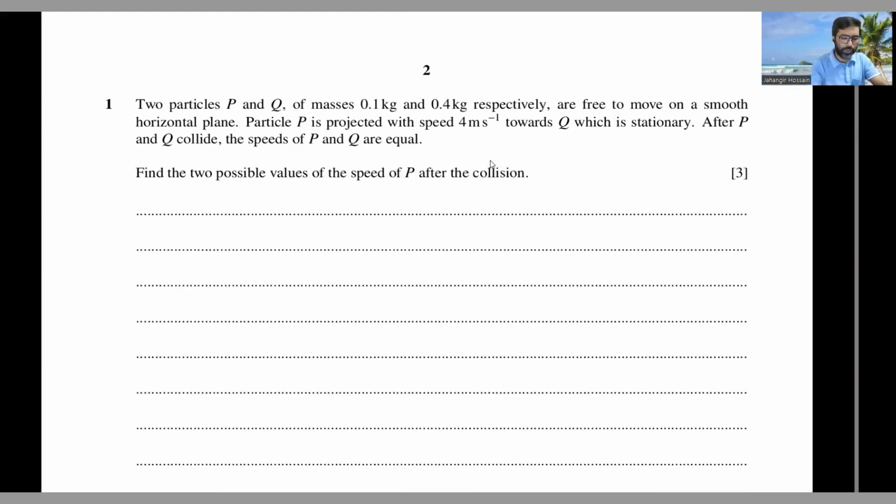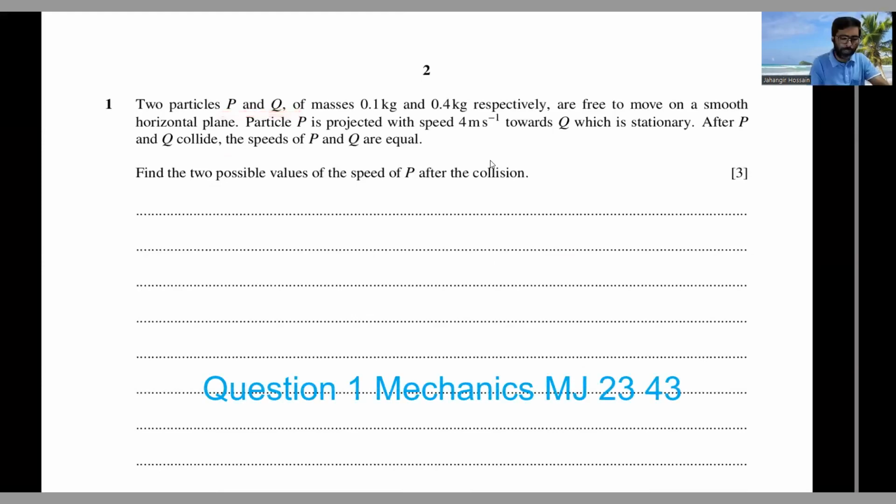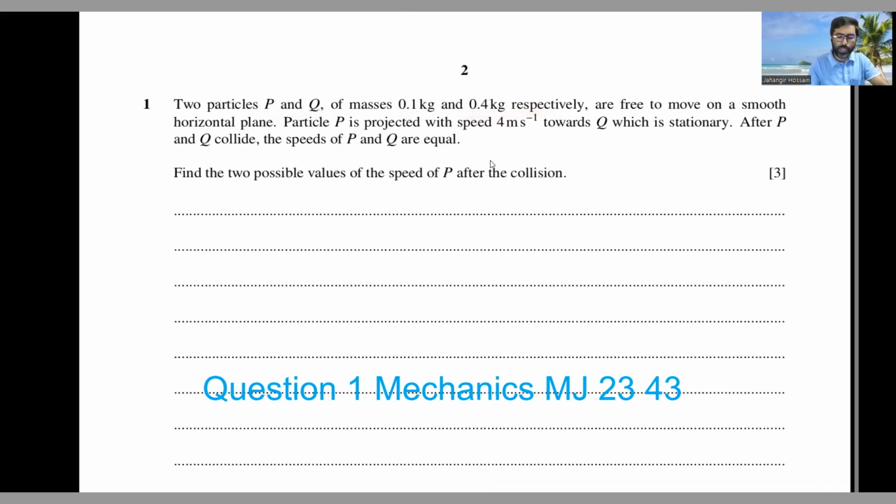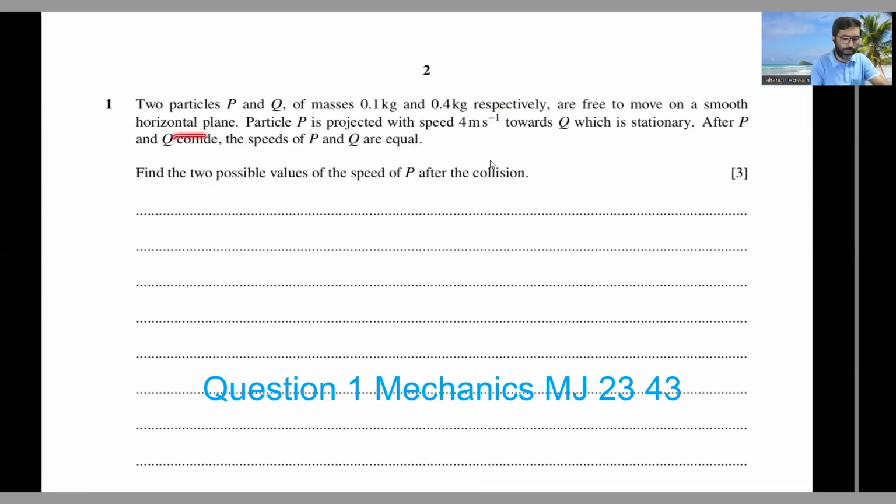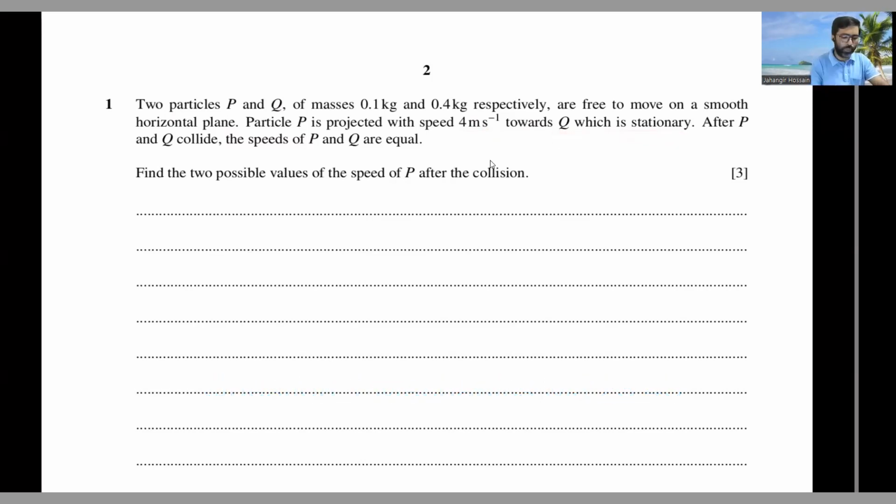Question number one: two particles P and Q of mass 0.1 kg and 0.4 kg respectively are free to move on a smooth horizontal plane. Particle P is projected with a speed of 4 meters per second towards Q, which is stationary. After P and Q collide, the speeds of P and Q are equal. Find two possible values of the speed of P after the collision. So now let's present this information on a rough diagram.